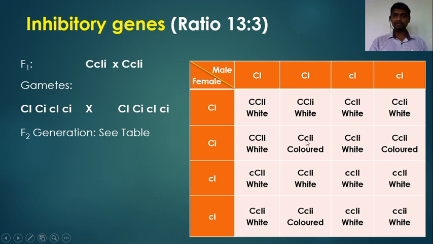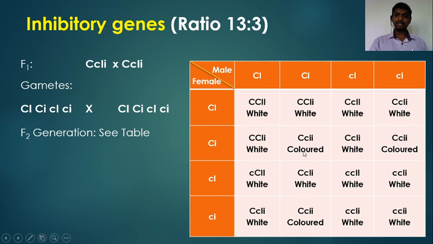Here some individuals we get colored. How are they colored? Here the inhibitory gene is recessive, so it is not able to mask or suppress the phenotypic expression of the dominant color gene C. So the individuals obtained are colored. Here also the inhibitory gene is recessive, small i, small i. If the color gene is dominant and the inhibitory gene is recessive, it cannot mask or suppress the phenotypic expression of the color gene.